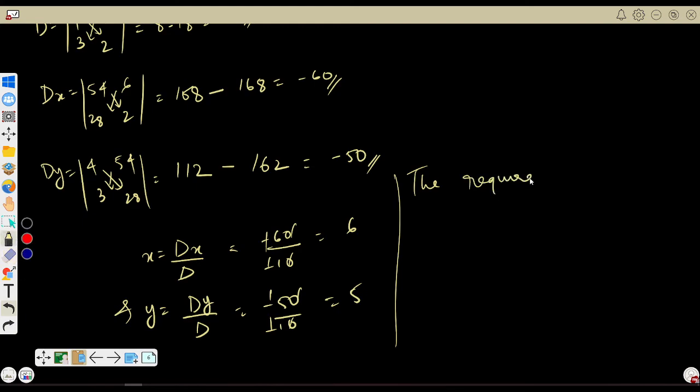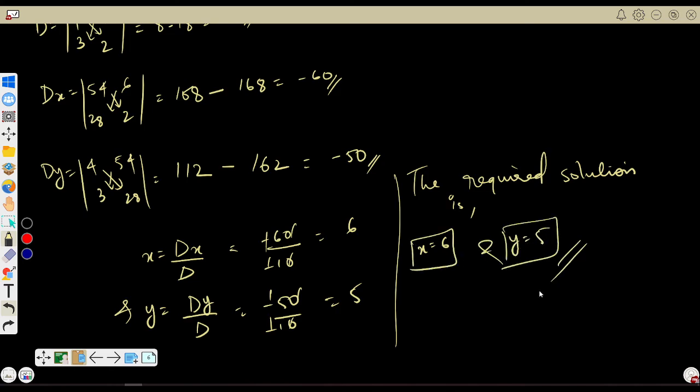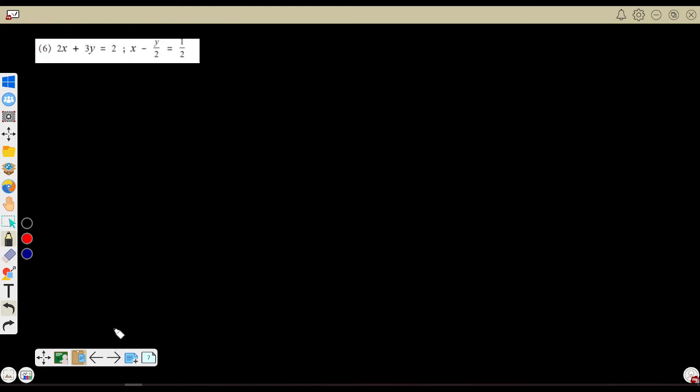The required solution is x is equal to 6 and y is equal to 5. I hope this is clear to you. Now moving on to the next sum, which is the last sum of this practice set 1.3.